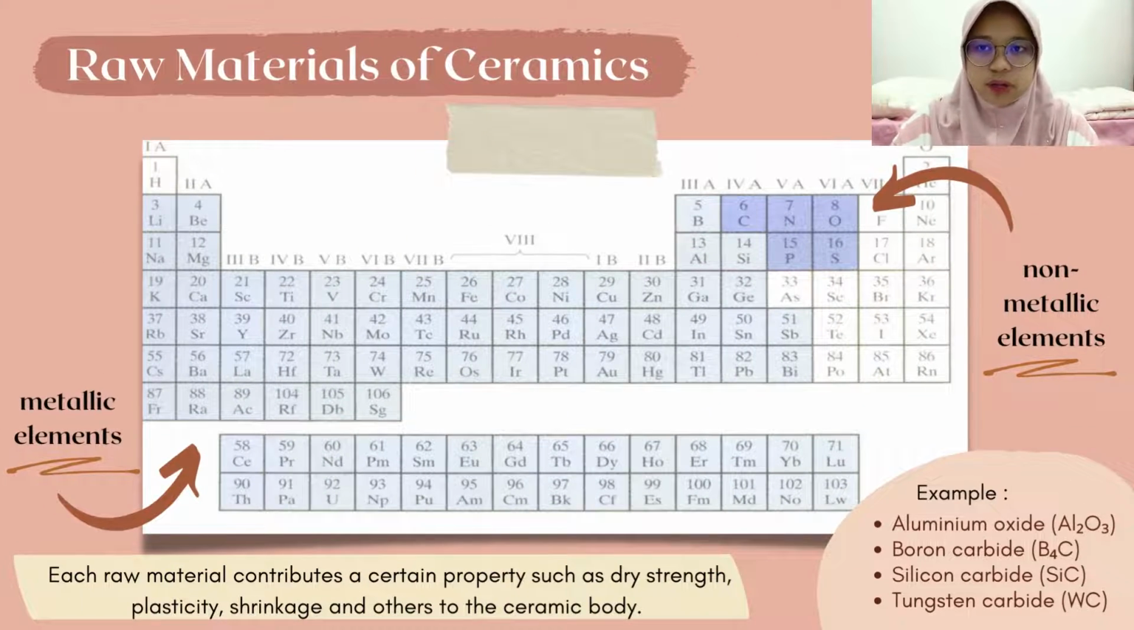So if we refer to the periodic table, ceramics are made from a combination of one or more non-metallic elements in the dark blue region with one or more metallic elements from the light blue region. For example, the compounds are aluminum oxide, which is alumina, boron carbide, silicon carbide, and tungsten carbide, which are used in forming ceramic materials. Each raw material contributes a certain property such as dry strength, plasticity, shrinkage, and others to the ceramic body, which gives different properties to the ceramic materials to make different ceramic products.